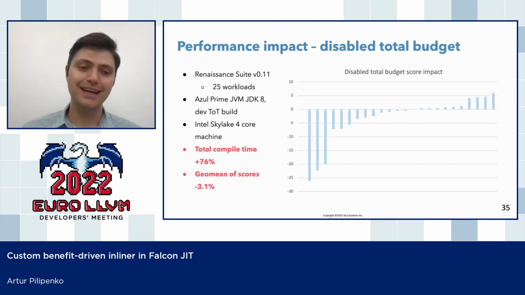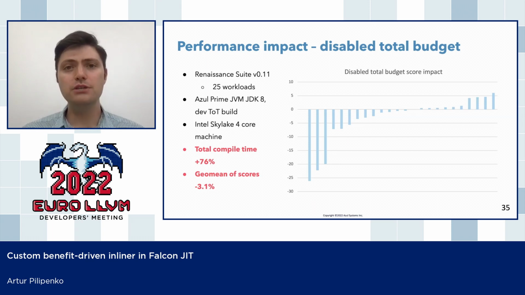Disabling total budget increases compile time by about 76%. It also regresses the scores, and the geo-mean impact across 25 workloads is minus 3.1%. This is because as a JIT compiler, we are competing for the CPU resources with the applications. And doing longer compilations, we can hurt application performance.